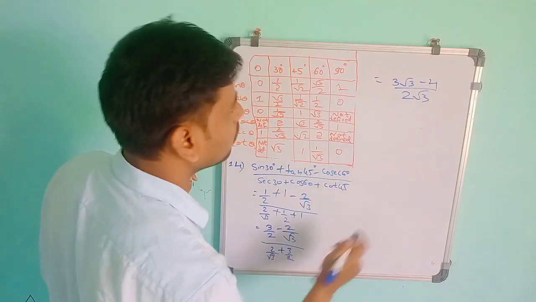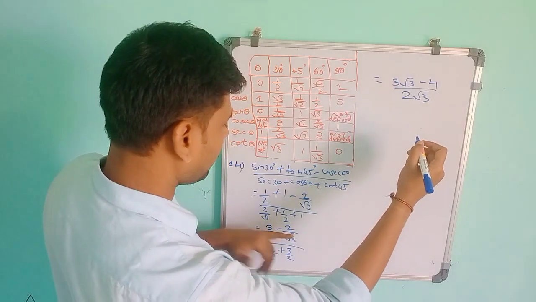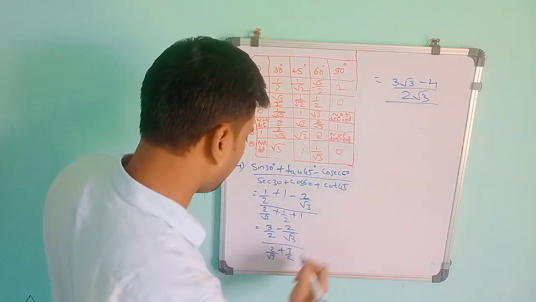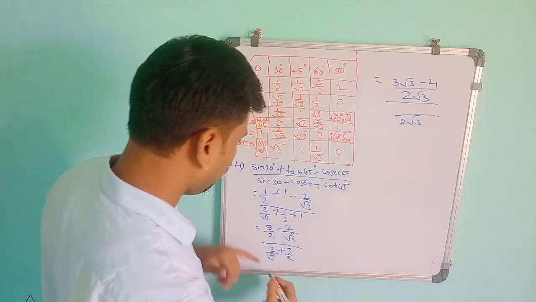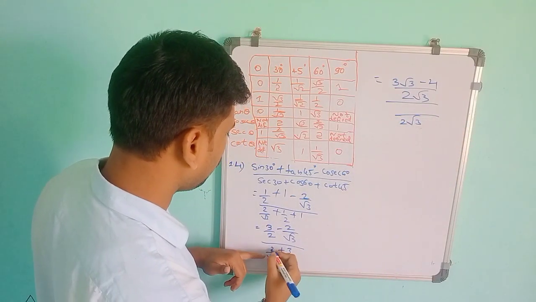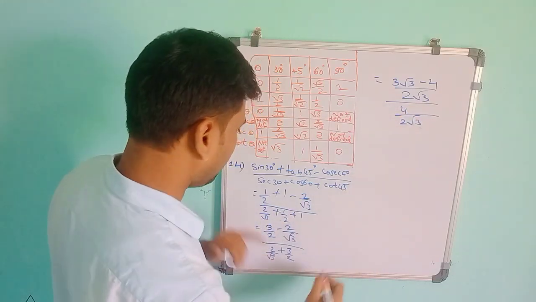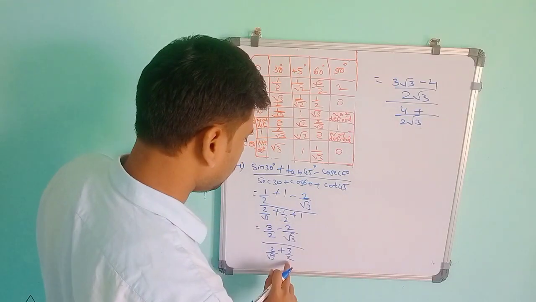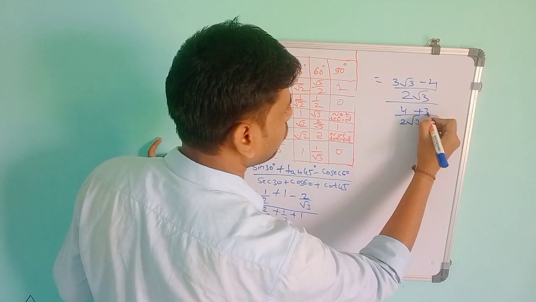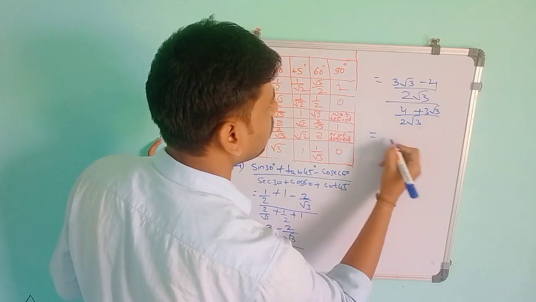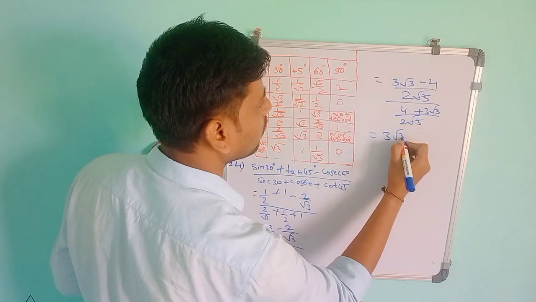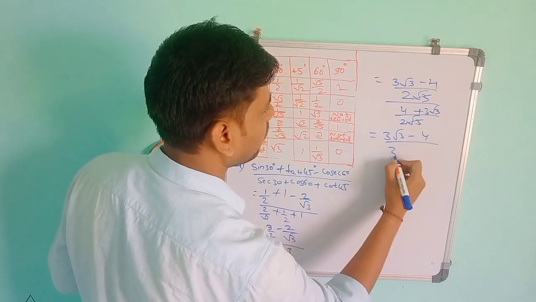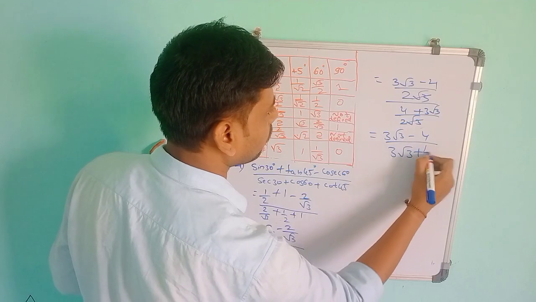3 root 3 minus 4 divided by 2 root 3. This is also the 2 root 3 LCM. So root 3 is there, so the remaining is 2. So 2 into 2 is 4, plus 3 into root 3. 3 into root 3 will get cancelled. The remaining is 3 root 3 minus 4 divided by 3 root 3 plus 4.